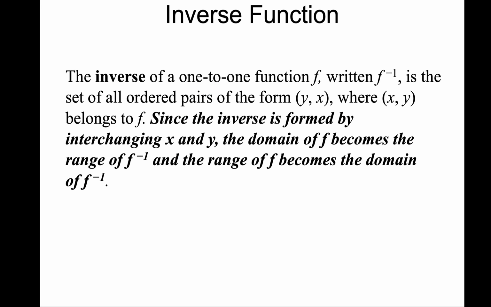The inverse of a one-to-one function is written as f with the exponent of -1. We just read that as the inverse of f. And the inverse is the set of all ordered pairs where we're switching the order of x and y. So instead of being x comma y, it's y comma x. So for this reason, the domain of the original function becomes the range of the inverse, and the range of the original function becomes the domain of the inverse.